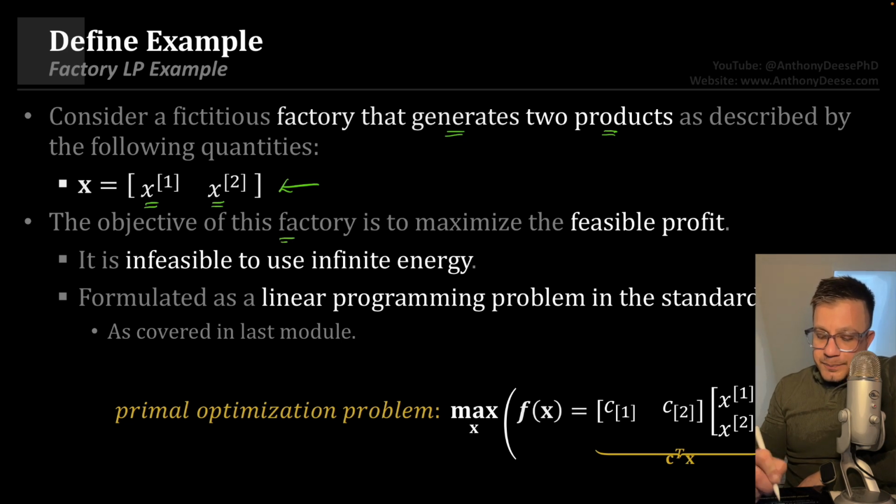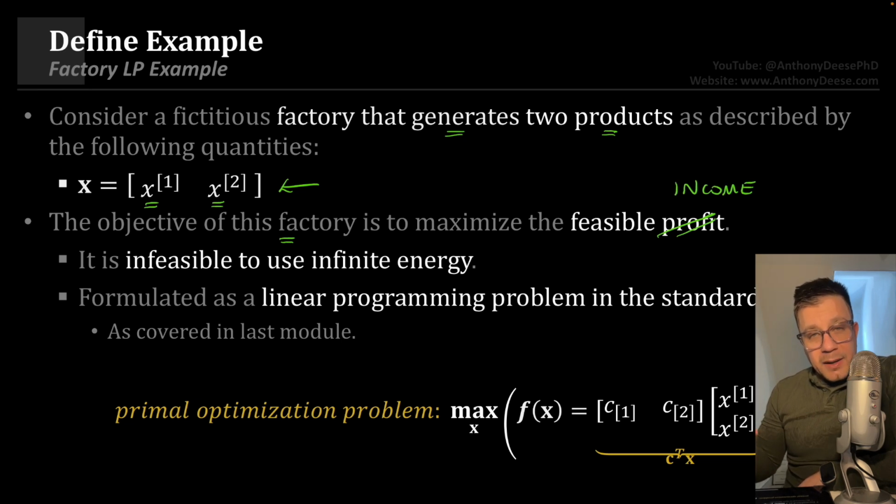And so the objective of this factory, as would be for any business, is to maximize the feasible income. Now, a feasible income is one that can practically be achieved, right? It's infeasible to generate income that requires the use of infinite energy. So if we violate constraints in that way, then obviously it's not a feasible situation. Now we're going to formulate this linear programming problem in the standard form, as we have done previously, or more specifically in the last module.